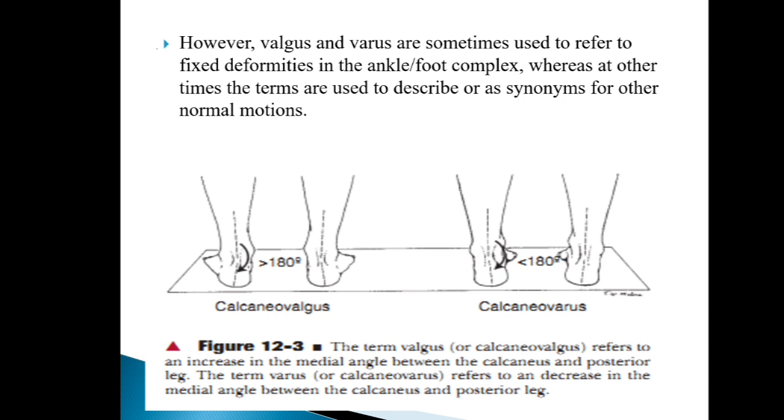Valgus and varus are sometimes used to refer to fixed deformities in the ankle-foot complex, whereas at other times the terms are used as synonyms for normal motion. Calcaneovalgus means there is an increase in the medial angle between the calcaneus and the posterior leg, and varus refers to a decrease in the medial angle between the calcaneus and the posterior leg.